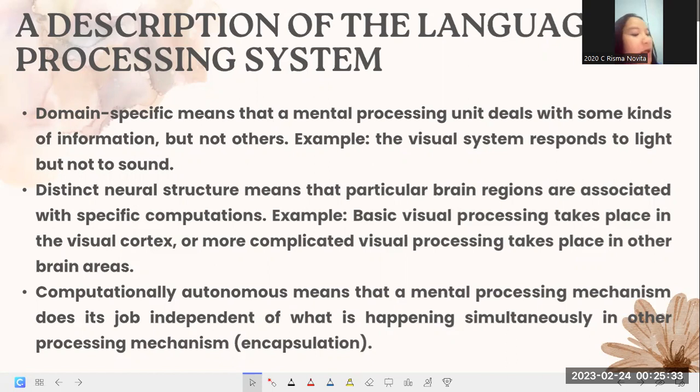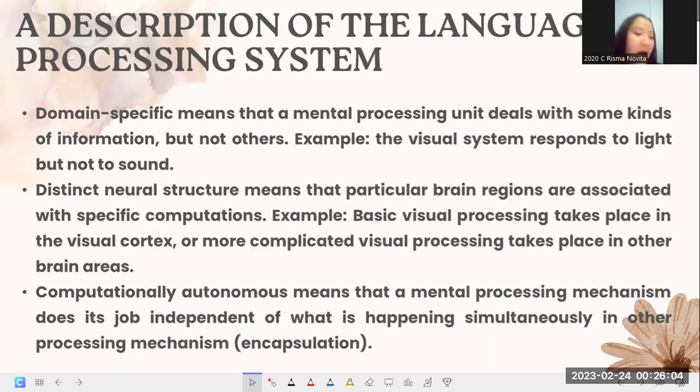According to Fodor, 1983, page 21, there are three: domain-specific, distinct neural structure, and compositionally autonomous. The first one, domain-specific, means that a mental processing unit deals with some kinds of information, but not others. For example, the visual system responds to light, but not to sound.